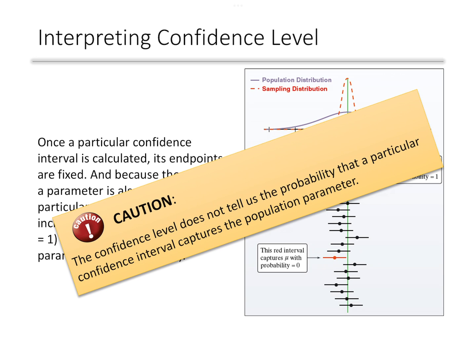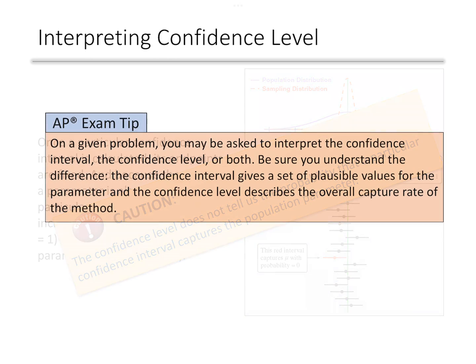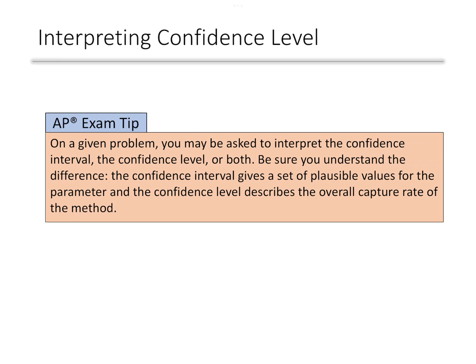As a little caution here, the confidence level does not tell us the probability that a particular confidence interval captures the population parameter. It's how many in a bunch of samples we would expect to. AP exam tip, again: on a given problem, you may be asked to interpret the interval, the level, or both. So make sure you understand the difference. I guarantee you will have to interpret both of them at some point or another.